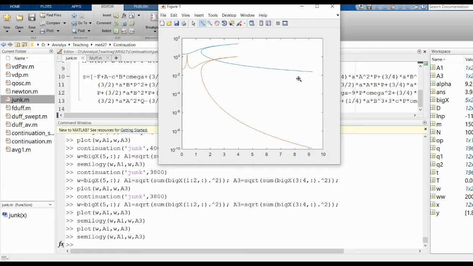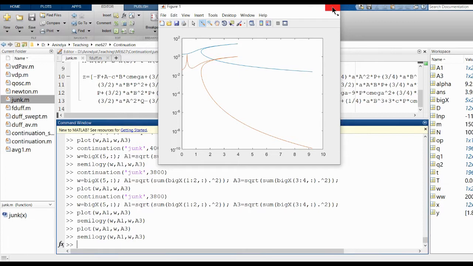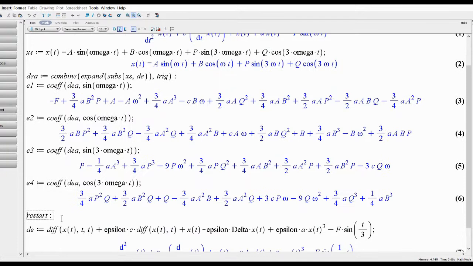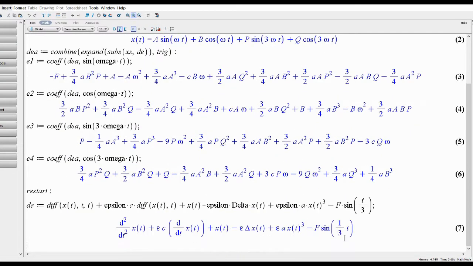Very good. So that's the MATLAB intro, and now I will move over to Maple again, restart, and I now want to study this system close to a forcing frequency of 1/3. So I will play the same game. I'll think of the forcing frequency as slightly different from 1/3, and by stretching time I will make the forcing frequency exactly 1/3, but I will change the stiffness of the linear term in the oscillator.